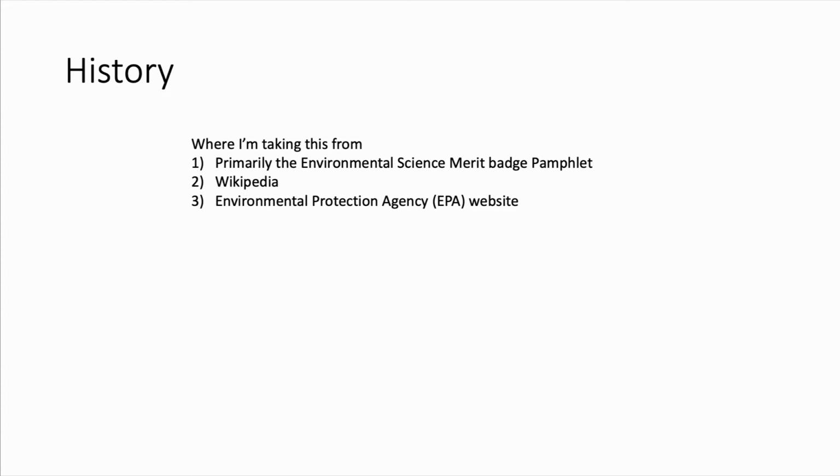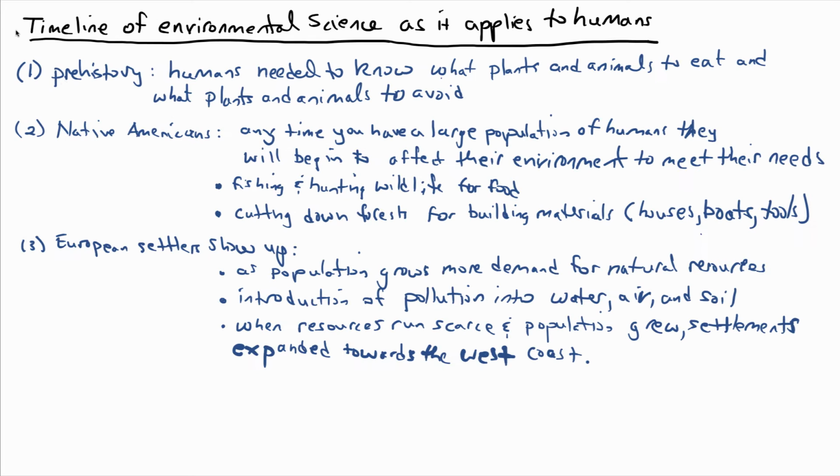And where am I getting this from in these slides that come up? I'm taking it primarily from the environmental science merit badge, and I'll try to stick as close to that as possible. And then in a few places I've taken from Wikipedia or off the Environmental Protection Agency, that's the EPA website. And so let's get started.